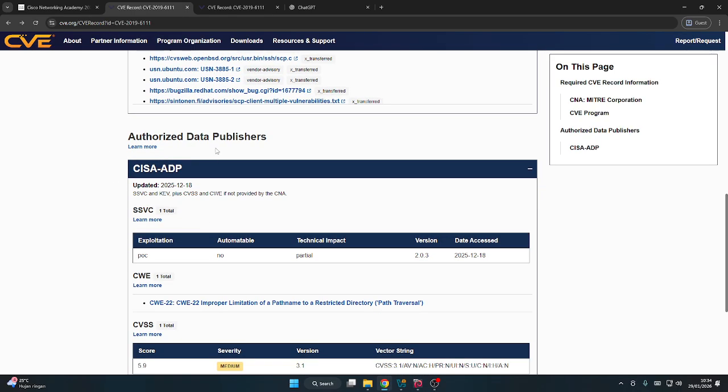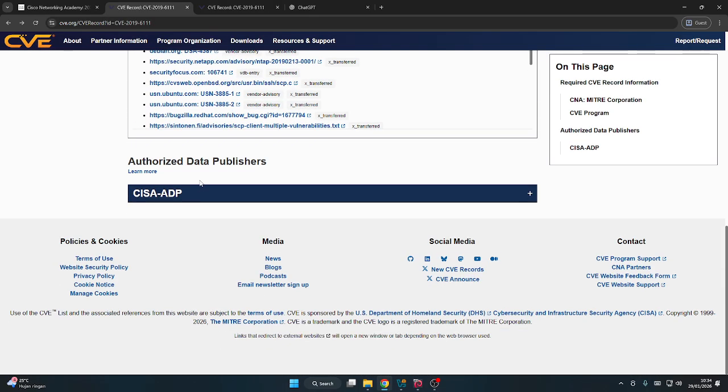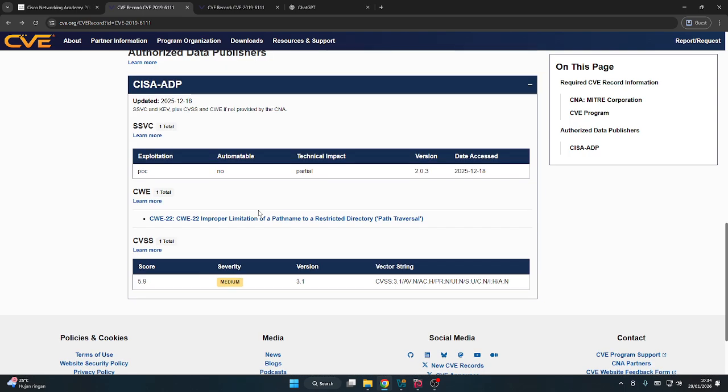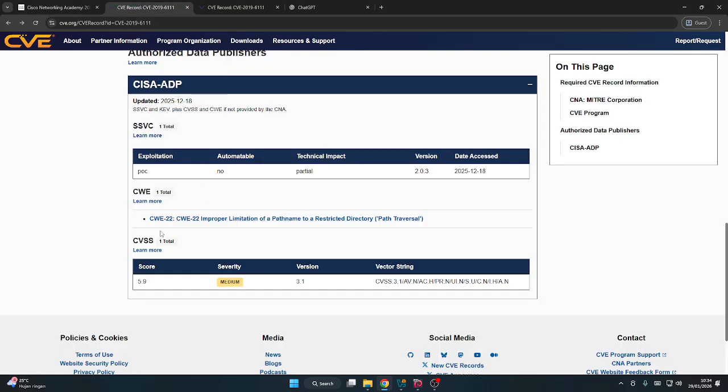You can see that here. The severity is medium. The weakness is path traversal, CWE ID CWE-22.